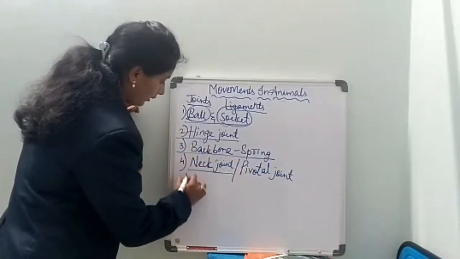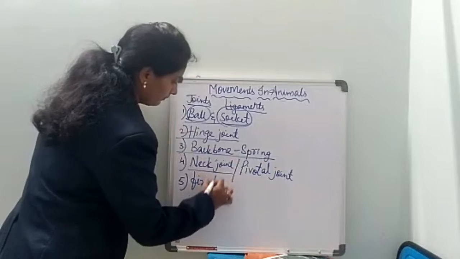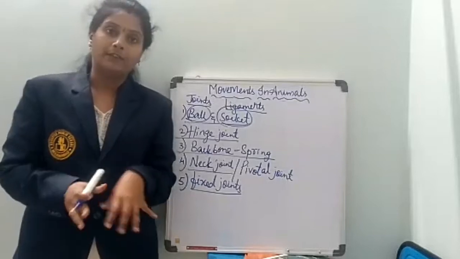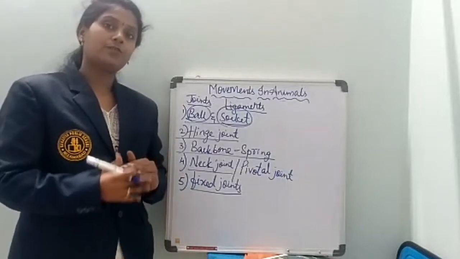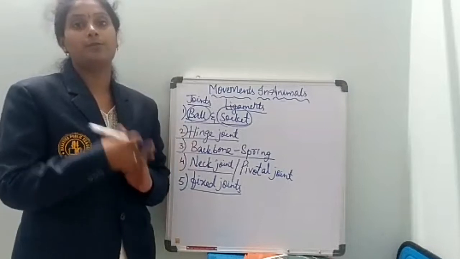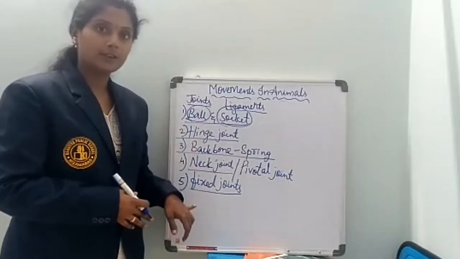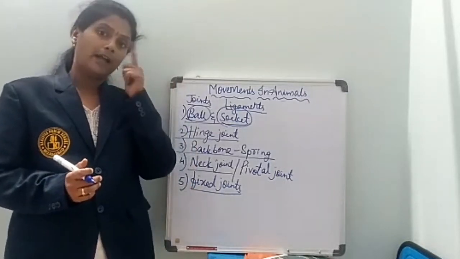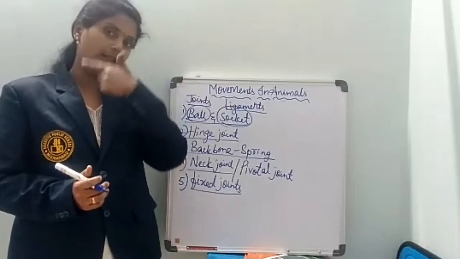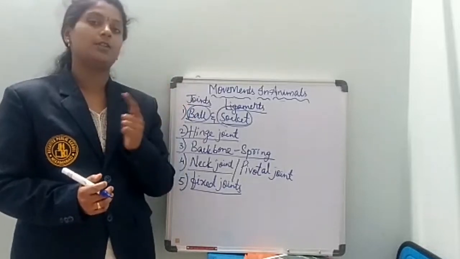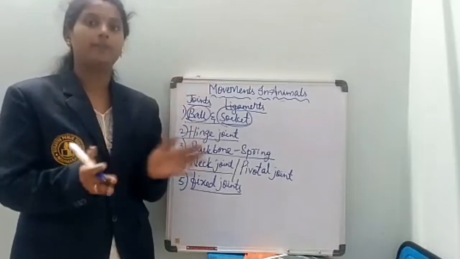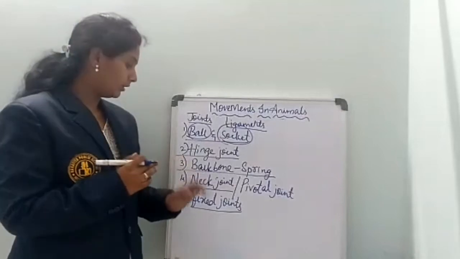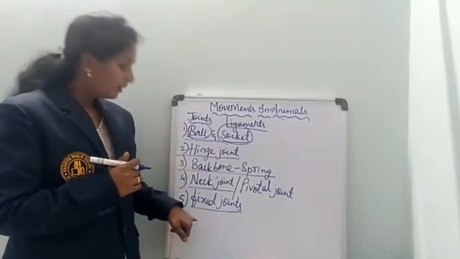Next, moving on to the fixed joints. The joints which cannot move or show movement are the fixed joints, and they are generally present in the skull region. The bones present in the head region cannot move, only the head we are able to move, but not the bones in the head. So those kinds of joints we call fixed joints.